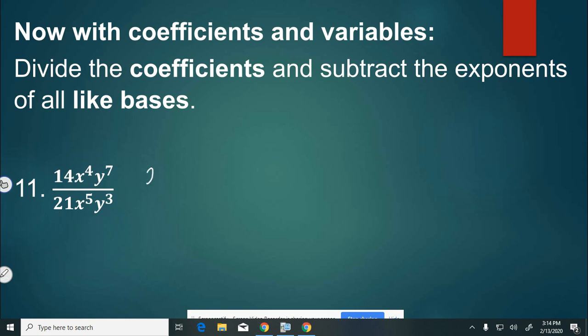14 divided by 7 is 2. And 21 divided by 7 is 3. So 14 21st is the same as 2/3. Then I look at my x's, and I'm going to do 5 minus 4. That gives me 1. So there's one more x left in the denominator. Then for the y's, I'm going to do 7 minus 3. And there's 4 more y's in the numerator than in the denominator. So my final answer is 2y to the 7th over 3x.